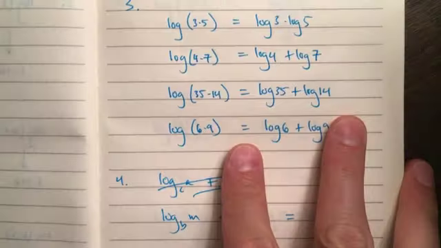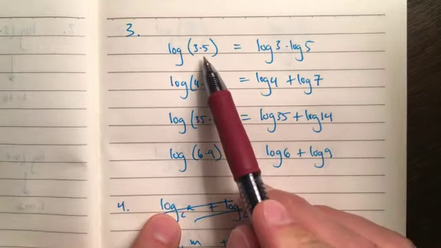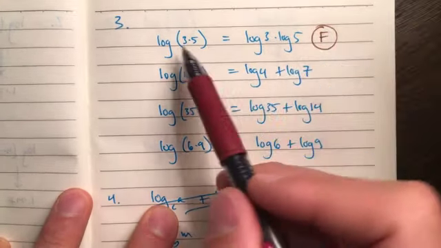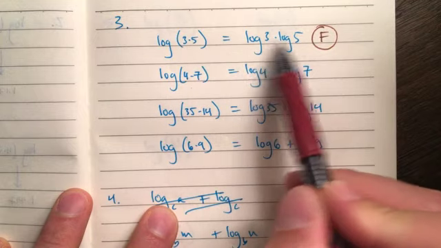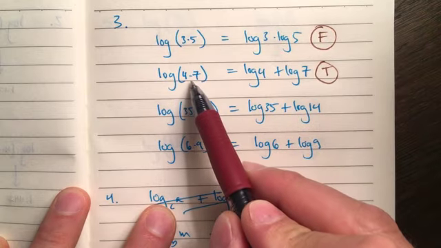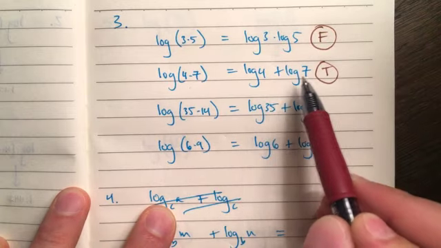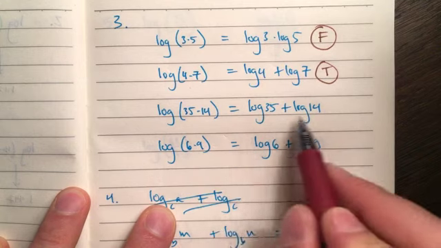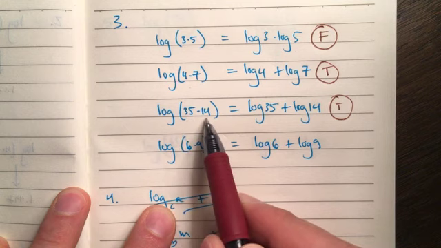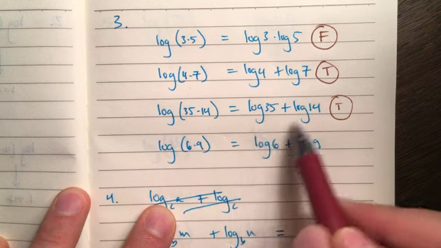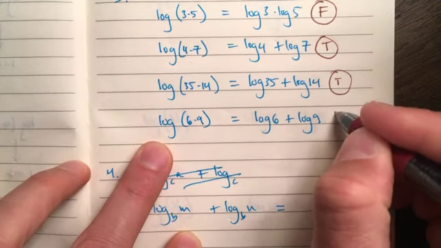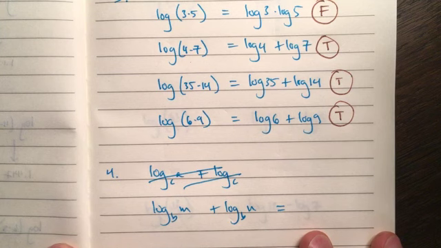So number 3 just asks us to see if we think these equations are true. Well, we showed that this one is not true. This is false because the logarithm of a product is not the same as the product of two logarithms. We showed that this one is true. The logarithm of a product equals the sum of two logarithms. I'm going to guess that this would also be true because, again, we have a product inside the first, and it can be broken up into two logarithms that are added together. And we showed that this one was true as well. So those 3 are true.